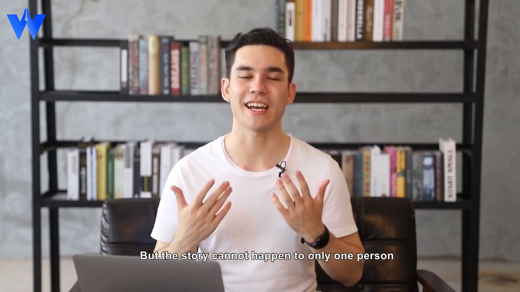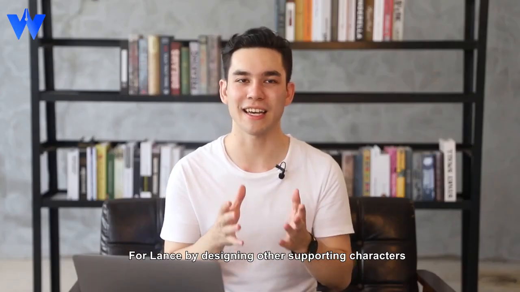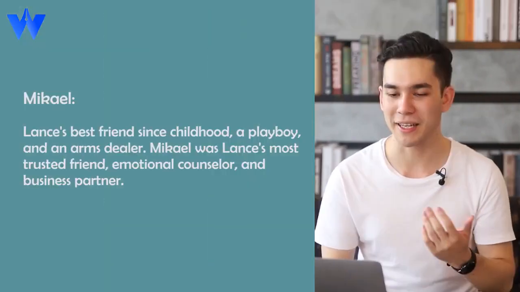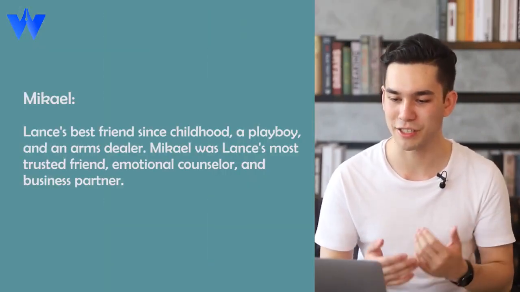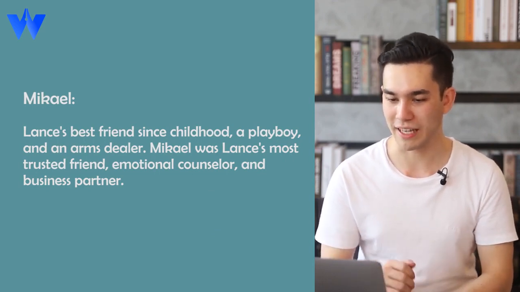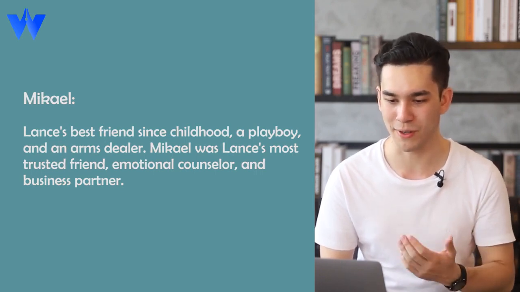But the story cannot happen to only one person. The next step is to build social relationships for Lance by designing other supporting characters like best friends and relatives. Mikhail, Lance's best friend since childhood, a playboy and an arms dealer. Mikhail was Lance's most trusted friend, emotional counselor, and business partner.